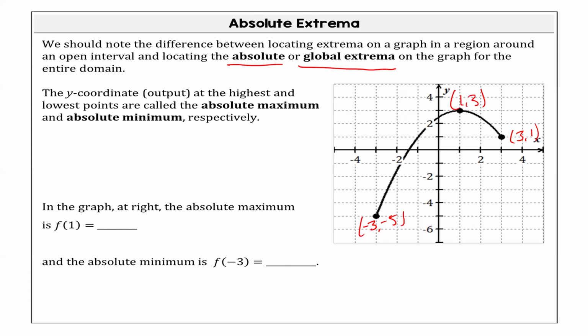Absolute maximum. Where does the absolute highest y value exist? At 1, 3. So my maximum is f of 1 equals 3. Yes? Absolute minimum. What is the smallest y value I can get out of this? So at x equals -3, and that's going to produce -5. Doable? Did we survive? Any complaints?